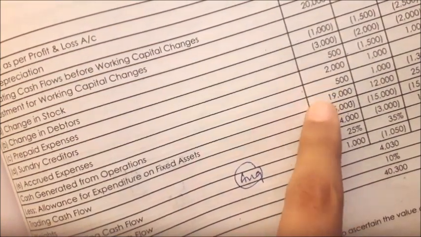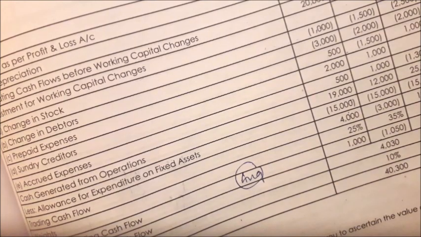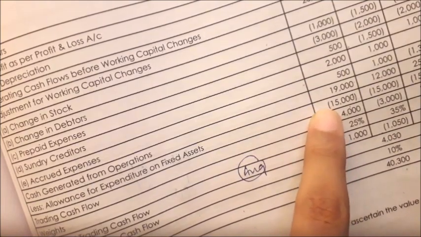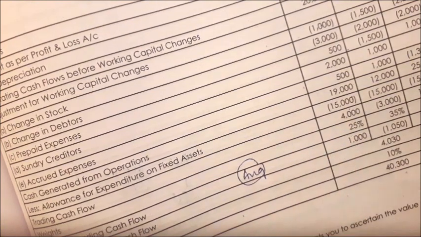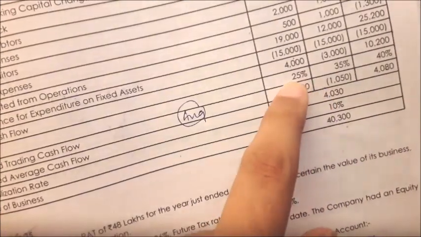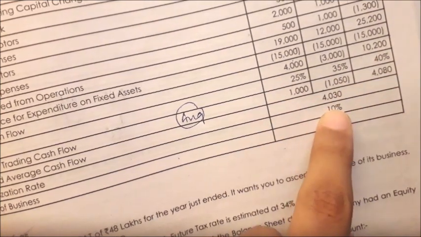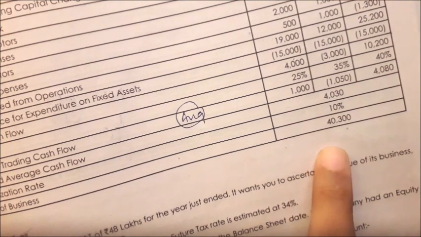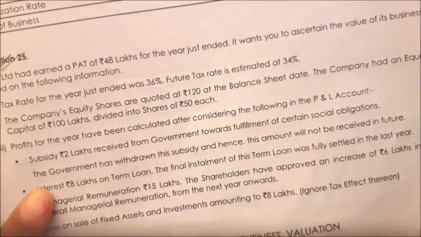This way we make the changes in all the current assets and current liabilities, and we get the value as 19,000. Subtracting the fixed asset expenditure of 15,000, we get the cash flow as 4,000. The weights provided are 25%, 35%, 40%. Multiplying and adding, we get 4,030, and the capitalization rate is 10% on its investments. Dividing by this, we get the weighted value of business as 40,300. Now illustration number 25.